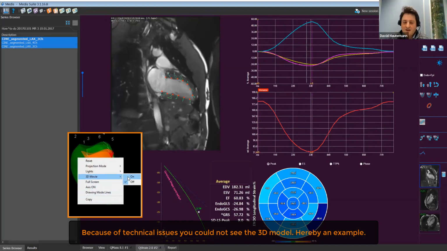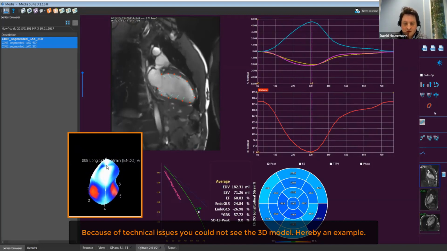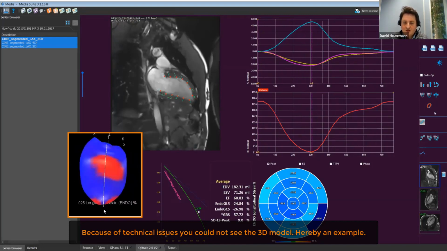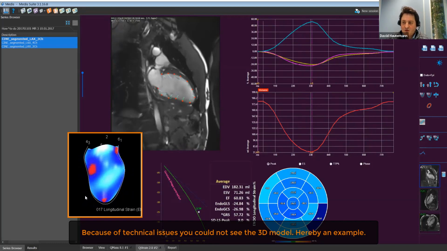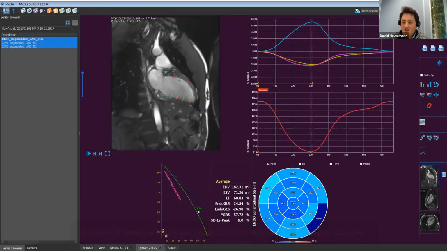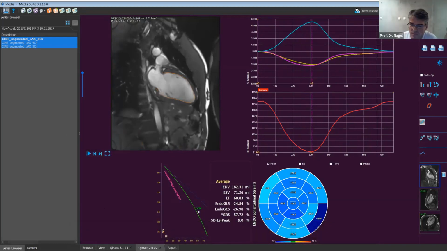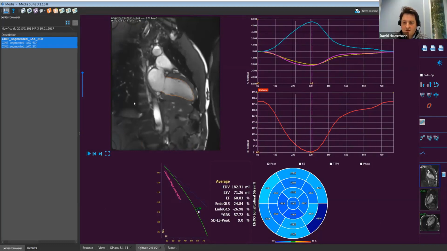Unfortunately, in this webinar, for some reason, the 3D model is now not being shown. But in the left lower corner, there should normally be a 3D model available. But it does show the rest. Yeah, it shows definitely the rest.